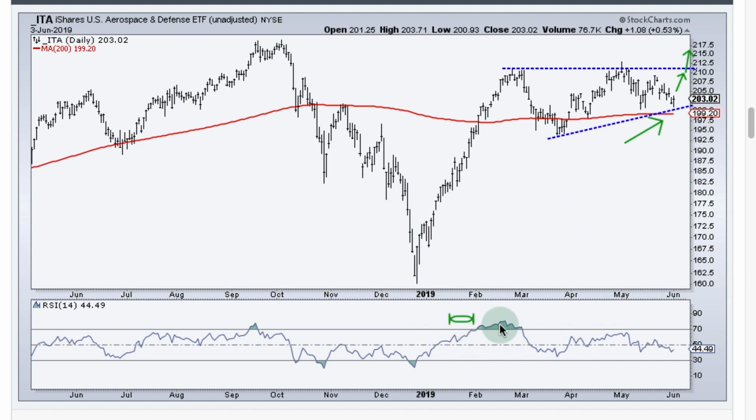And there you can see RSI. It did just break below 40 there in March, but it's held above it in May, so it's holding up much better than the rest of the market here.